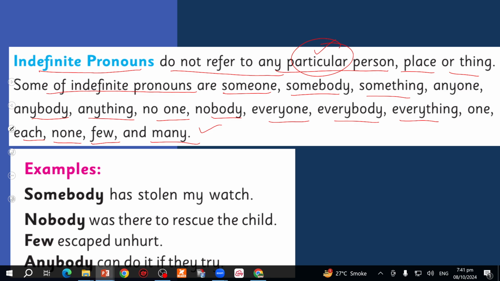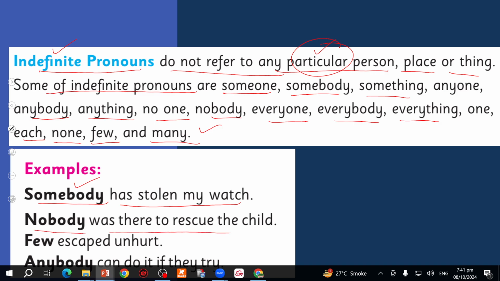So, if you are not sure who stole your watch, you refer to him or her as somebody. Somebody has stolen my watch. Now, somebody is an indefinite pronoun. We are not pointing at anybody and not at any masculine or feminine gender. And we don't know the quantity of people who are involved in this activity. So, we say somebody has stolen my watch.